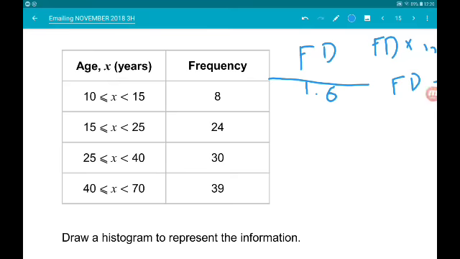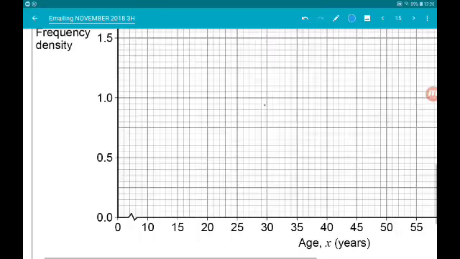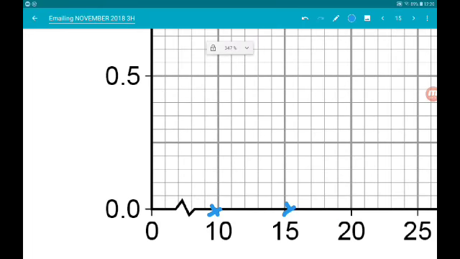Okay, so let's draw these as we go. So this first interval is between 10 and 15. So there's 10, there's 15. Now the frequency density is a bit annoying. One big square represents 0.5, so that means two little squares represent 0.1. So 1.6 is going to be there.